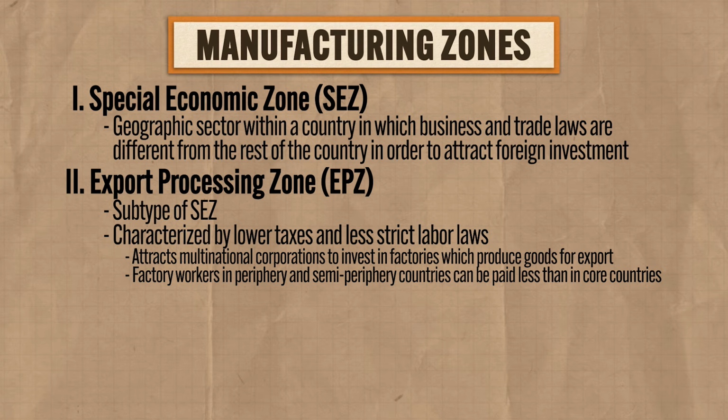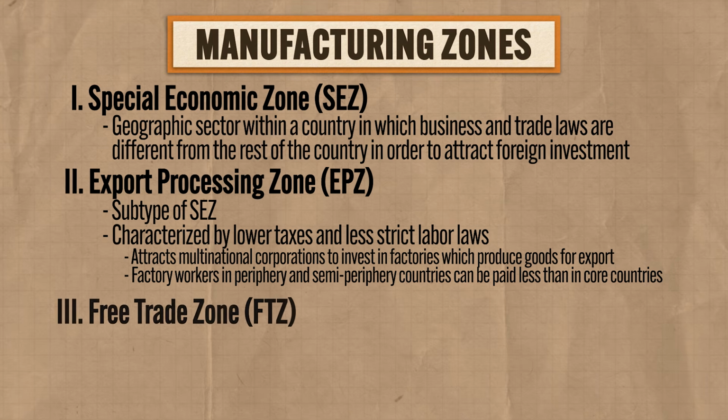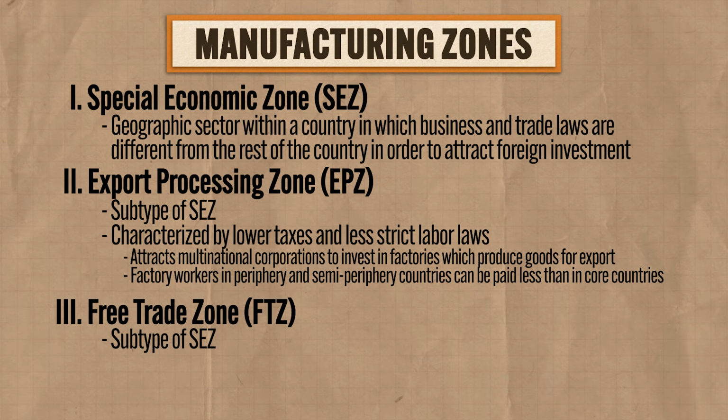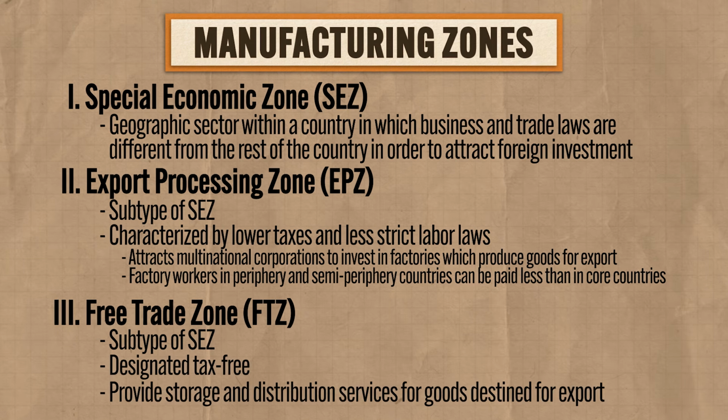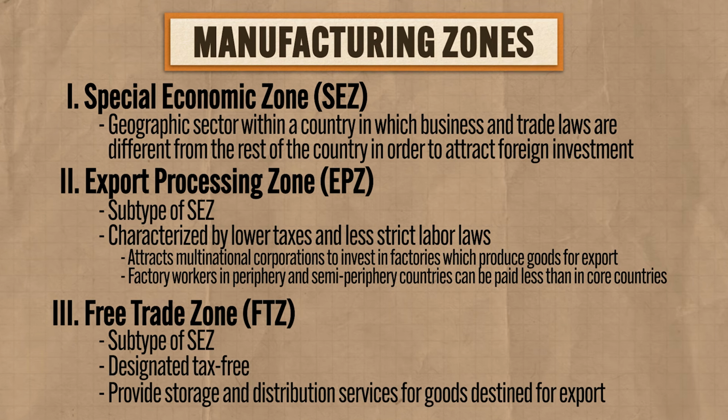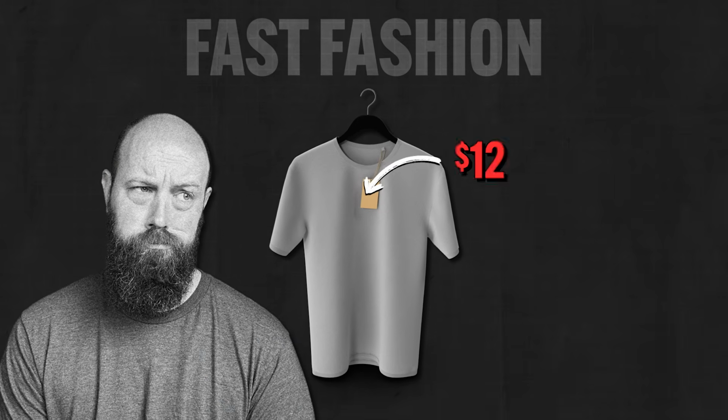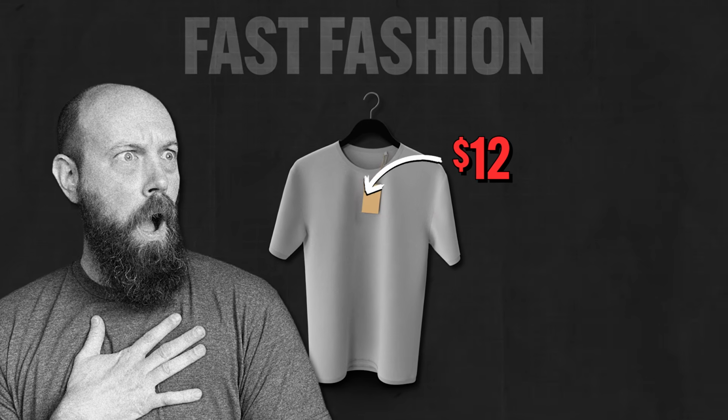And then the third kind of zone you need to know is also a subtype of SEZ, and it's known as a free trade zone, or FTZ. And these are regions which are designated tax-free and that provide storage and distribution services for goods destined for export. So without FTZs, goods that were shipped from one country to another would be subject to taxes as they cross borders, and that would significantly increase the price of those goods. In that case, your $10 shirt would all of a sudden cost $12, and you know.